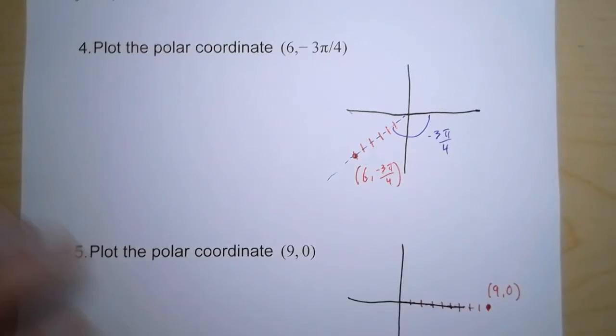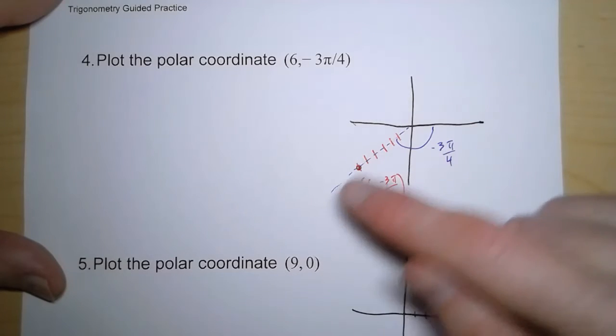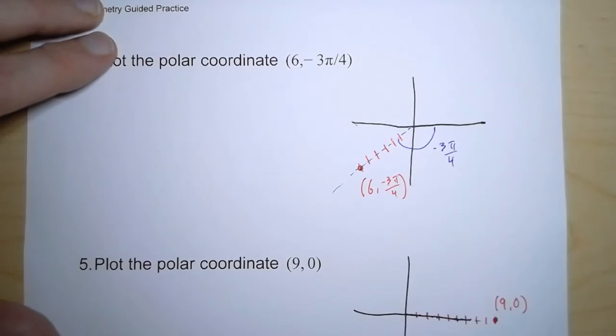So this is how we draw points in polar. Draw our axes, draw the angle, and then along the angle we mark out the distance that it tells us.